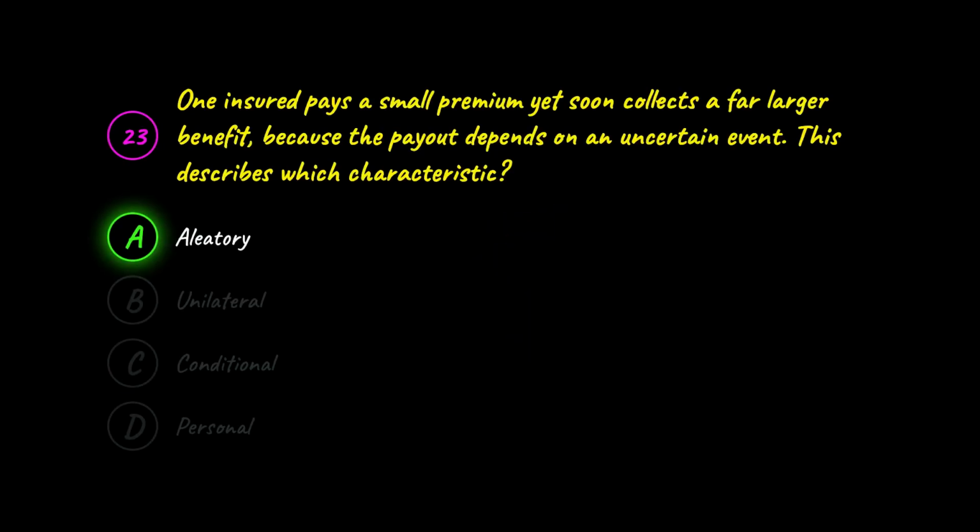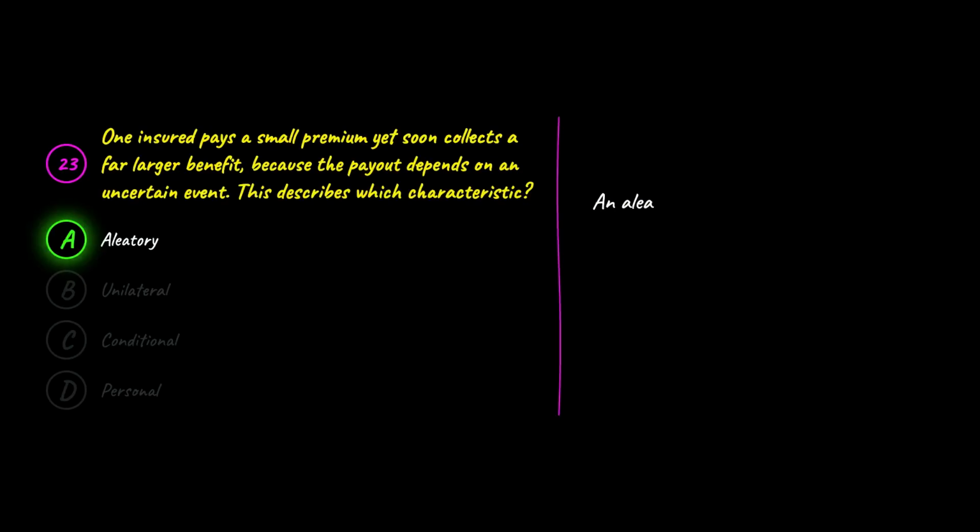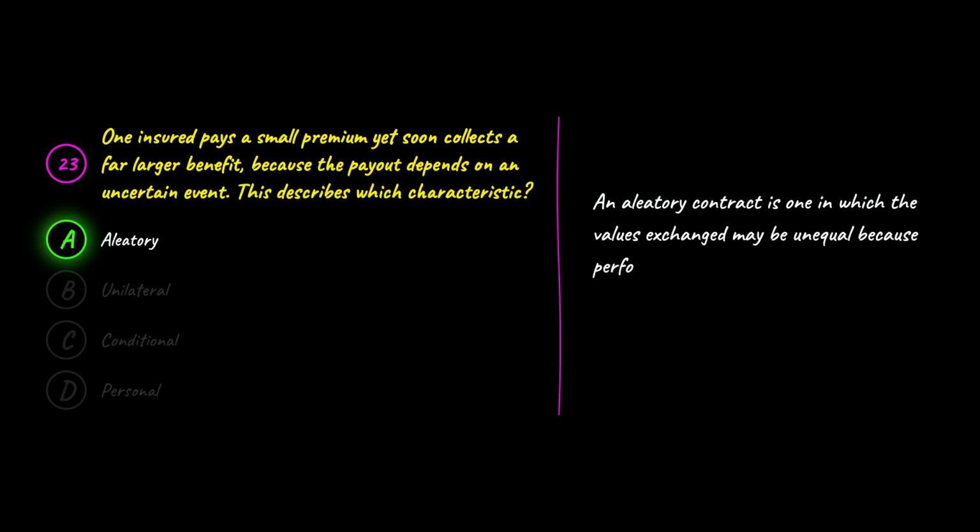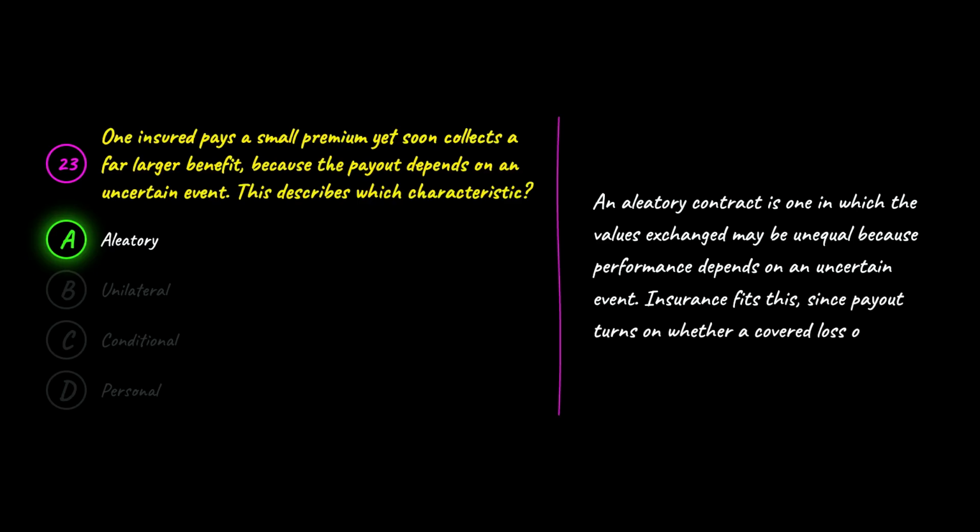The correct answer is A. Aleatory. A is correct because an aleatory contract is one in which the values exchanged may be unequal because performance depends on an uncertain event. Insurance fits this since payout turns on whether a covered loss occurs.